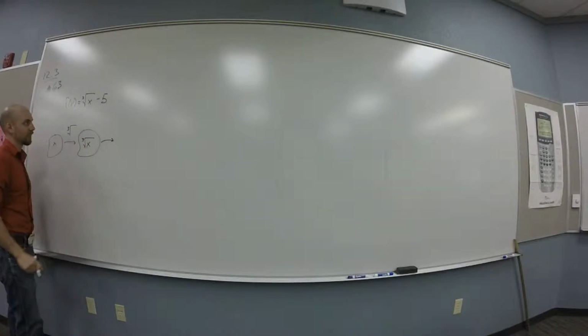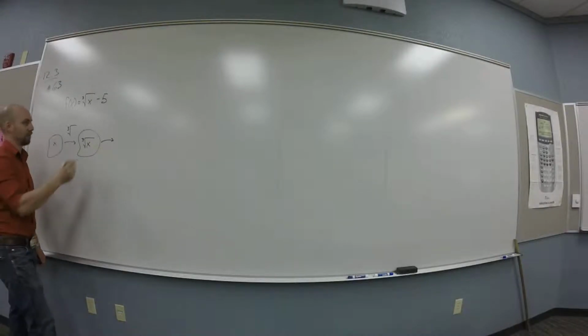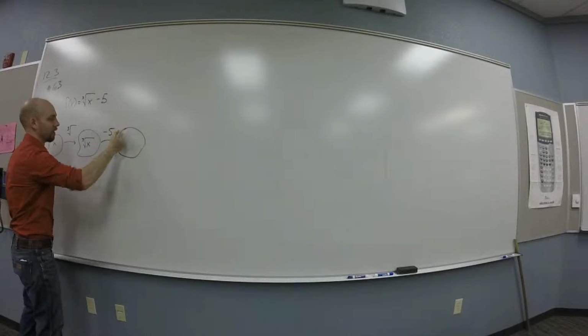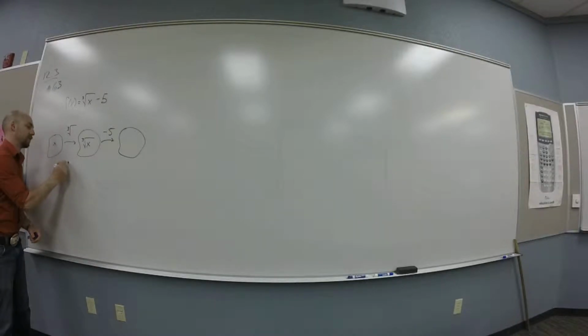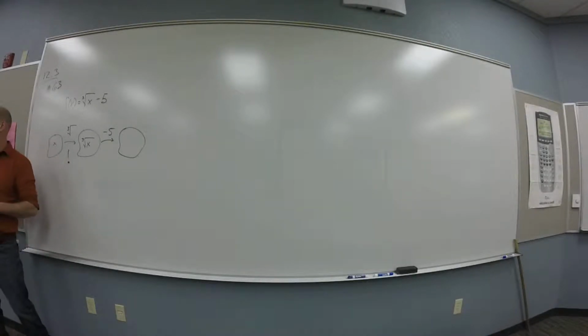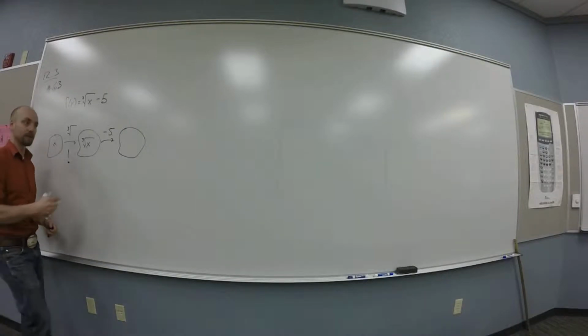Then what's the next thing I have to do? Subtract 5. Okay, subtract 5. So which of these is the rule I need to know about? Cube root, and what's the other thing? Subtract 5, which is happening after the rule, so it's a vertical shift. Yeah, it's a vertical shift down 5 units, right?